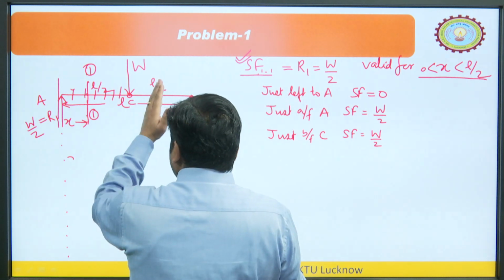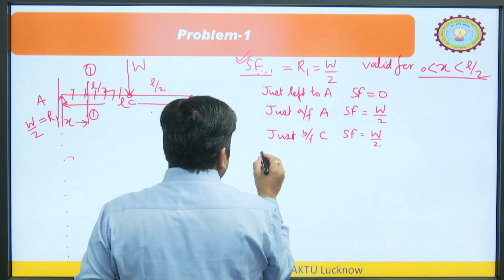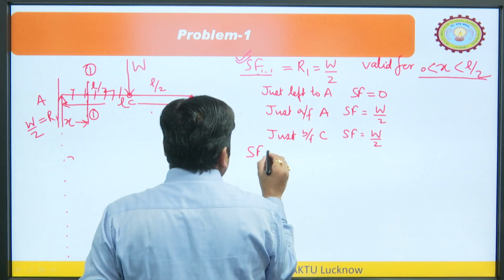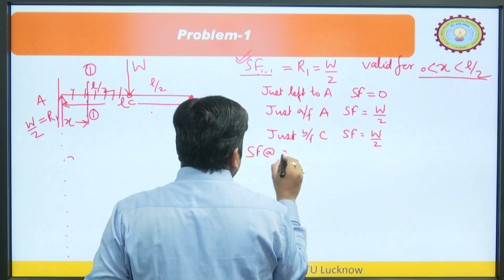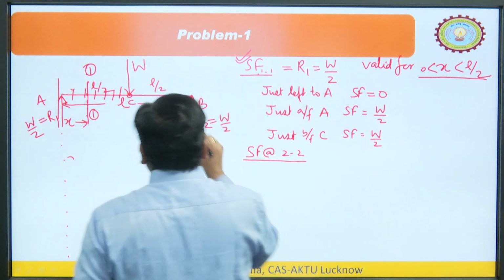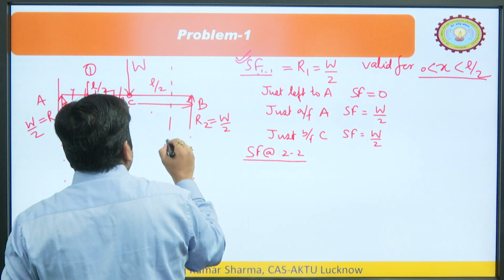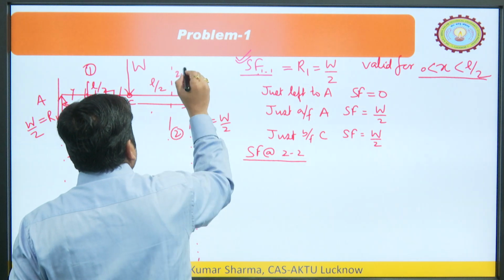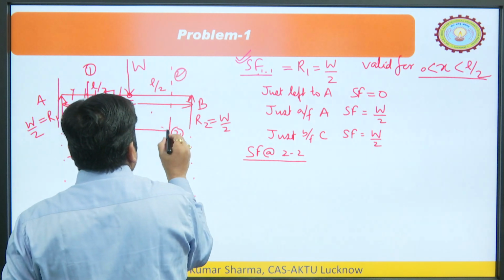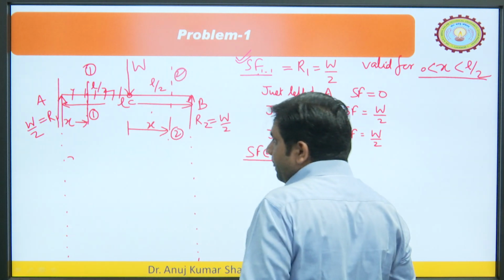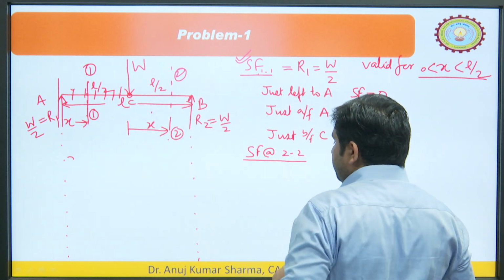Now, just after this you will have to write another equation. So, shear force at section 2 2. So, let us consider shear force. What we do? We consider another section 2 2 at a distance of x from here. So, now what would be the shear force?